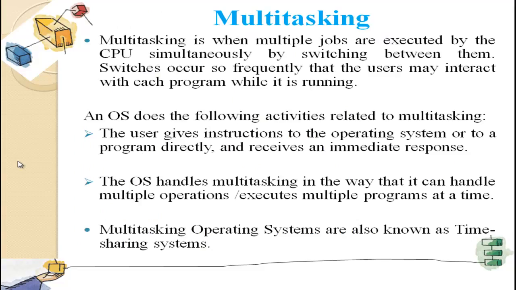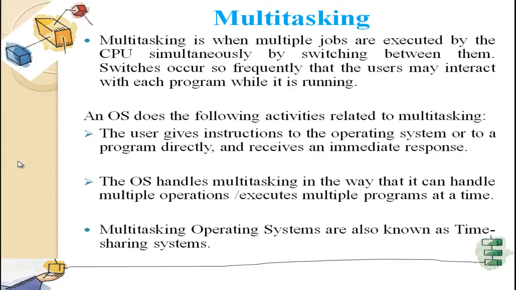Now the second important property associated with an operating system is multitasking. Now what do you mean by multitasking? I can say that multitasking is the ability to handle more than one task at the same time. That means I am eating food, at the same time I am chatting with my friend, or I can say I am listening to music while working. That means I am doing more than one job at the same time.